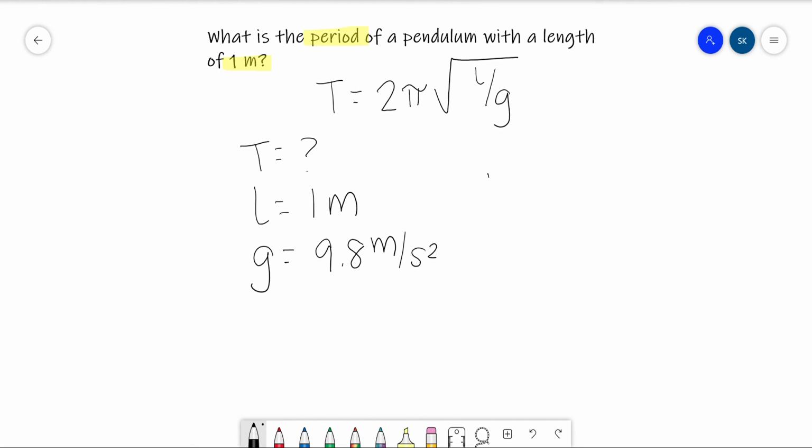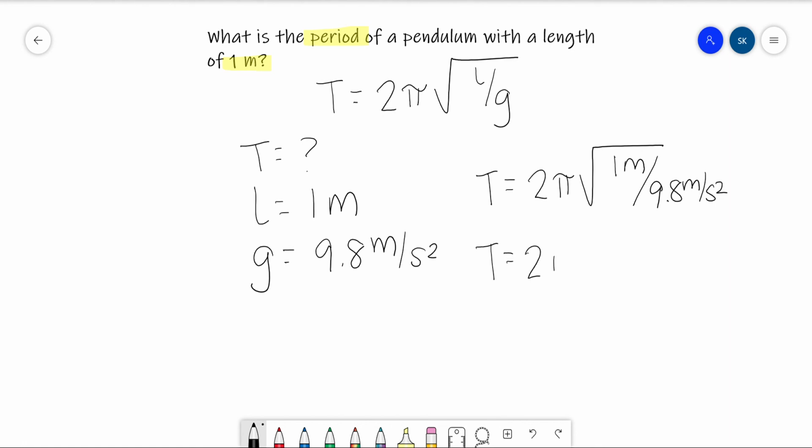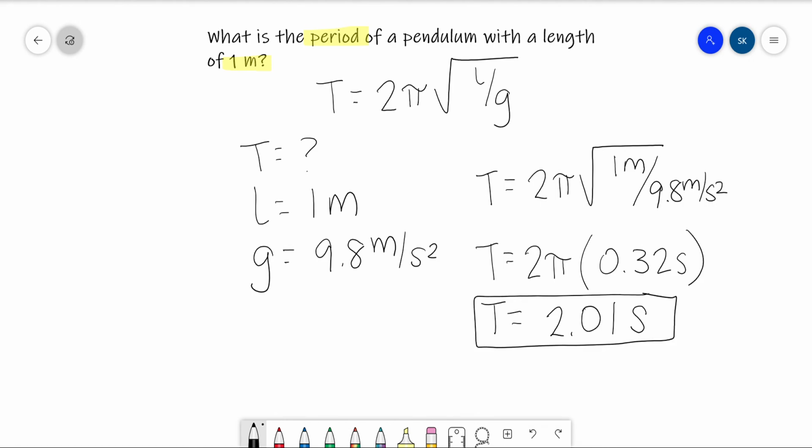So now I can just plug all this in. T equals 2 pi times the square root of 1 meter over 9.8 meters per second squared. You'll see this is almost exactly like our last problem. So we're going to plug all this into our calculator. We get 2 pi times, not the square root, 2 pi times 0.32 seconds. And if we plug all of that in, we get 2.01 seconds is our period.